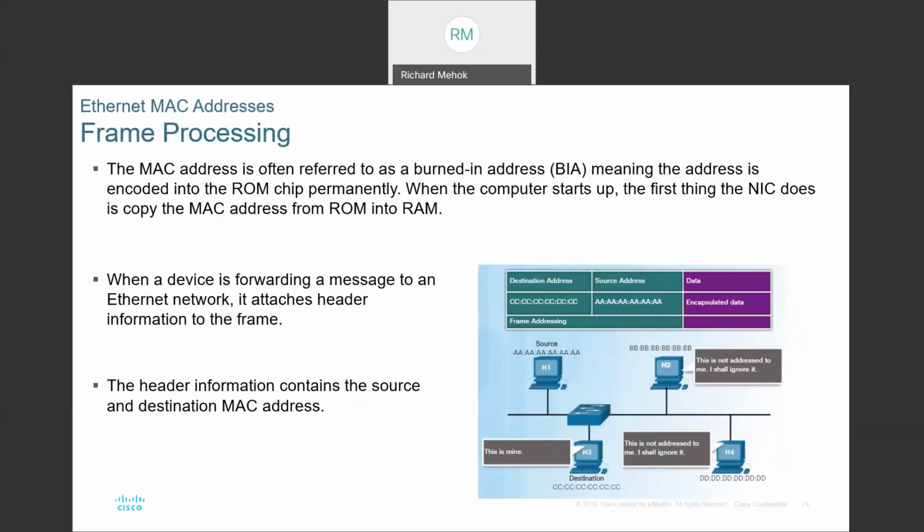The MAC address is burned into the ROM, a burned-in address, and it's a ROM chip, so it can't be changed, but we know software can. I believe the new Android and iOS allow you to change your MAC address randomly for positive reasons, not like a hacker would do for negative reasons. When a device is forwarding a message onto the Ethernet, it attaches the MAC address so it knows where to send it. The destination address is always listed first and then the source.